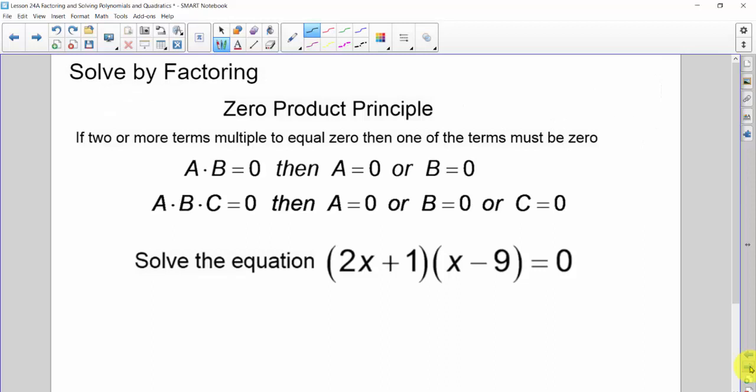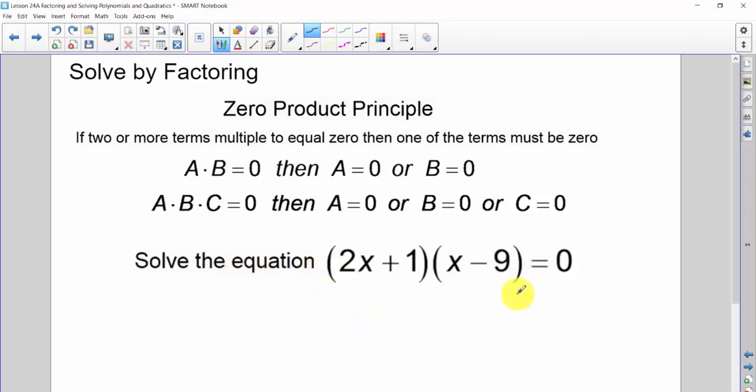So in terms of solving these types of problems, there's something called the zero product principle. And what we do is when we have an equation, we want to make sure that equation is set equal to 0. Once that equation is set equal to 0, it's fairly common to know that if I have two terms, a and b, and they multiply to equal 0, then either a equals 0 or b equals 0. And that works for any number of terms. 3 terms equal to 0 when multiplying, then one of the 3 must equal 0. 4 terms, etc., etc.